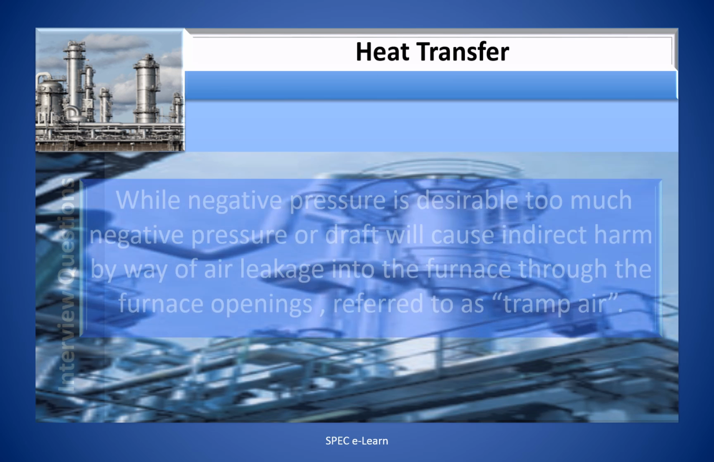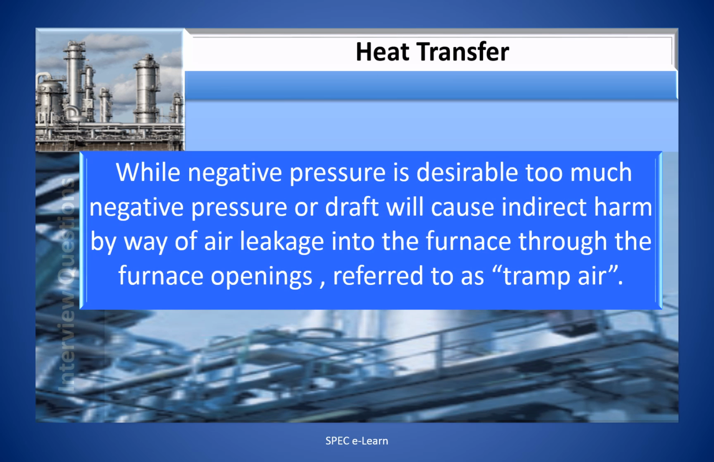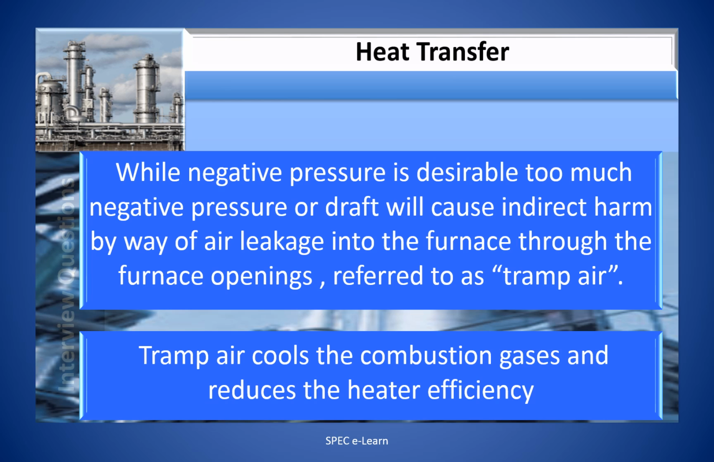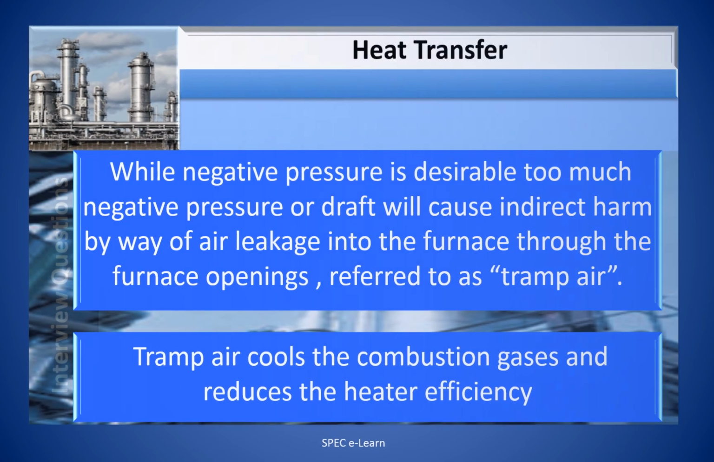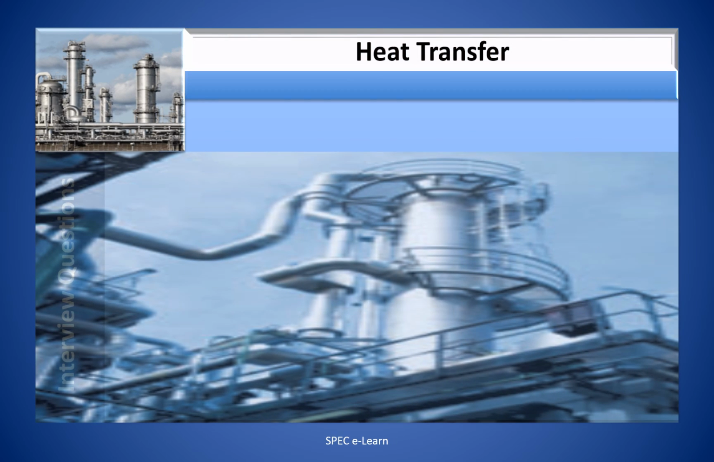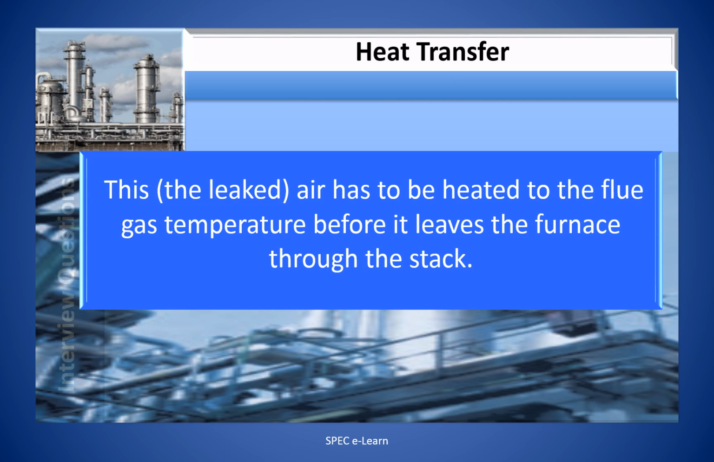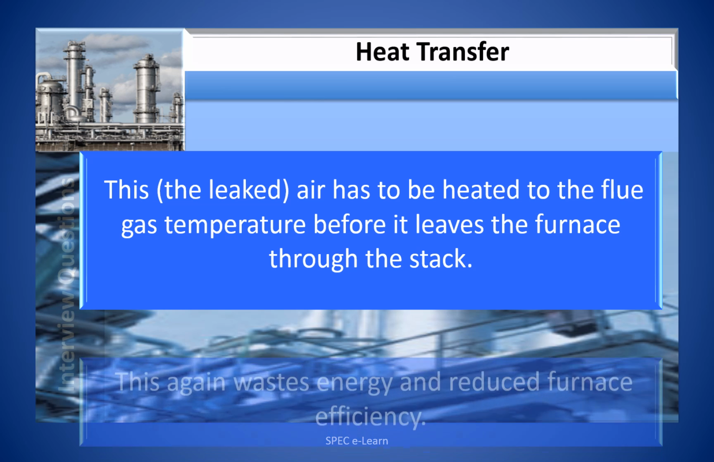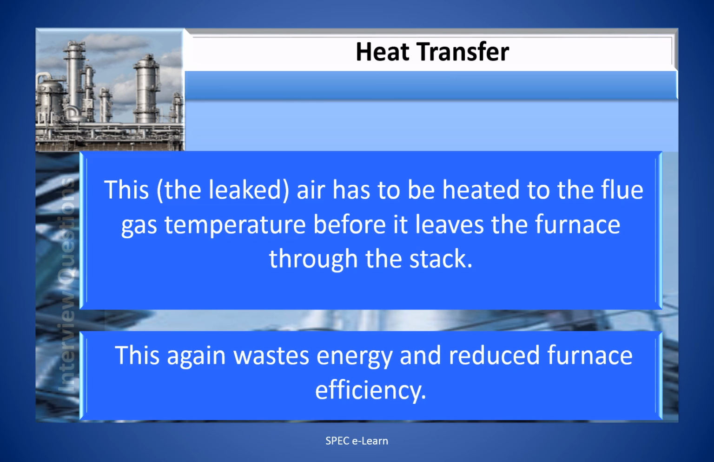While negative pressure is desirable, too much negative pressure or draft will cause indirect harm by way of air leakage into the furnace through the furnace openings, referred to as tramp air. Tramp air cools the combustion gases and reduces the furnace efficiency. This leaked air has to be heated to the flue gas temperature before it leaves the furnace through the stack. This again wastes the energy and reduces furnace efficiency.